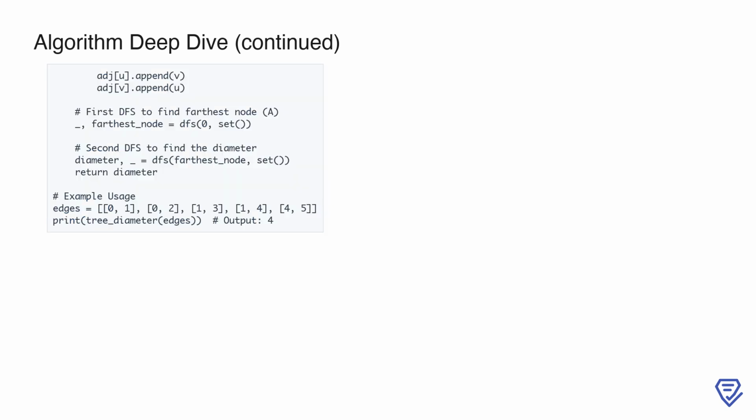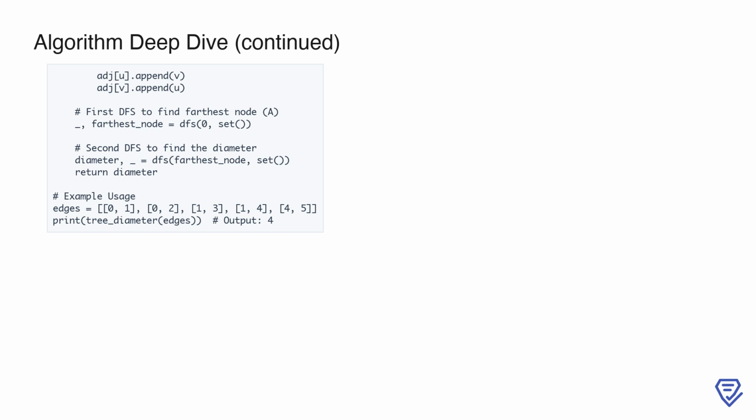Finally, let's look at the code implementation. We start by defining a DFS function that takes a node and a visited set as inputs. For each node, we iterate through its neighbors in the adjacency list. If a neighbor hasn't been visited, we recursively call DFS on it. During each call, we calculate the maximum distance and track the farthest node.